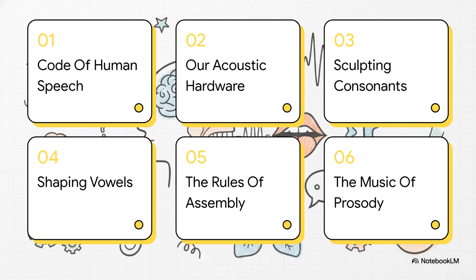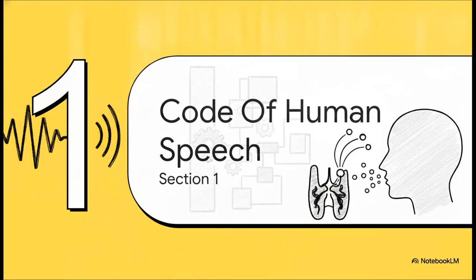Okay, let's dive right into our roadmap for this explainer. We'll start with the code of human speech, then move on to our acoustic hardware and sculpting consonants. After that, we'll hit shaping vowels and syllables, the rules of assembly, and finally, the music of prosody. Let's jump right into Section 1, the code of human speech.